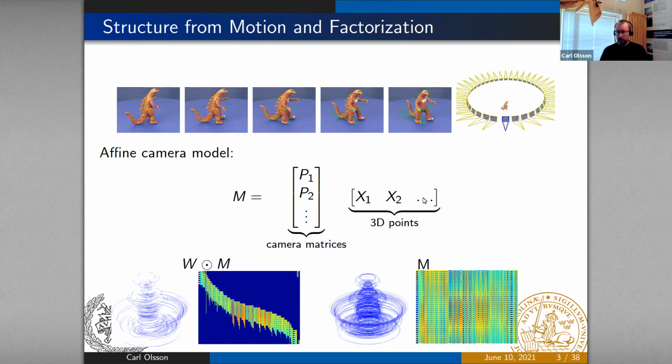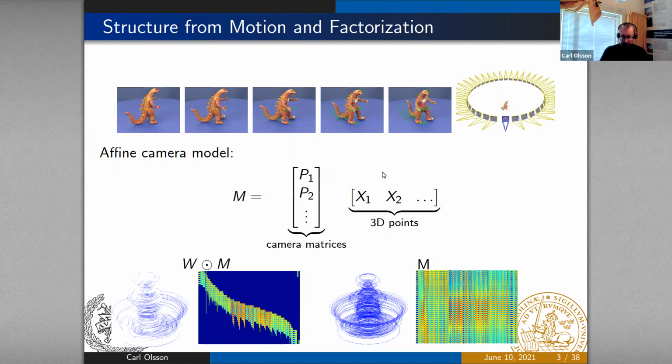So here it's basically the 3D point coordinates, and here it's what's called the camera matrix, which basically encodes orientation and position of the camera. This is a bit simplified. So the affine camera model is a rough approximation of a real camera. So we do have nicer models than this, but it's essentially a factorization problem.